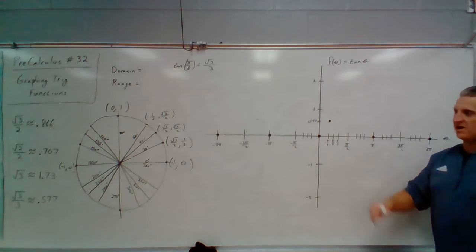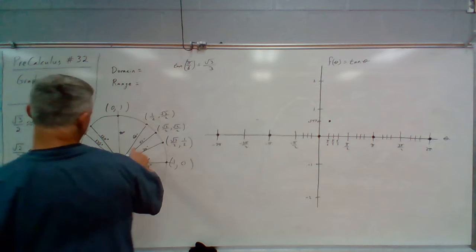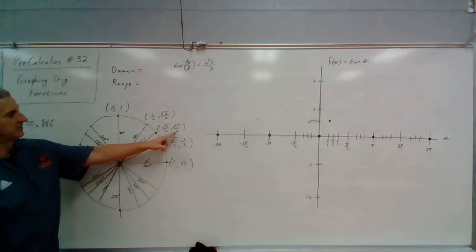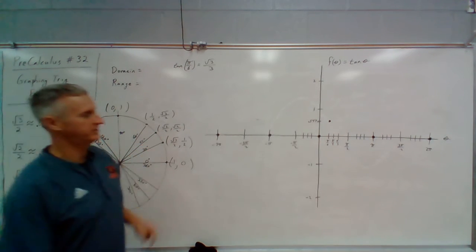All right, the tangent of pi over 4. Well, that's the tangent of 45 degrees. y over x here gives me 1, so that one's really easy.